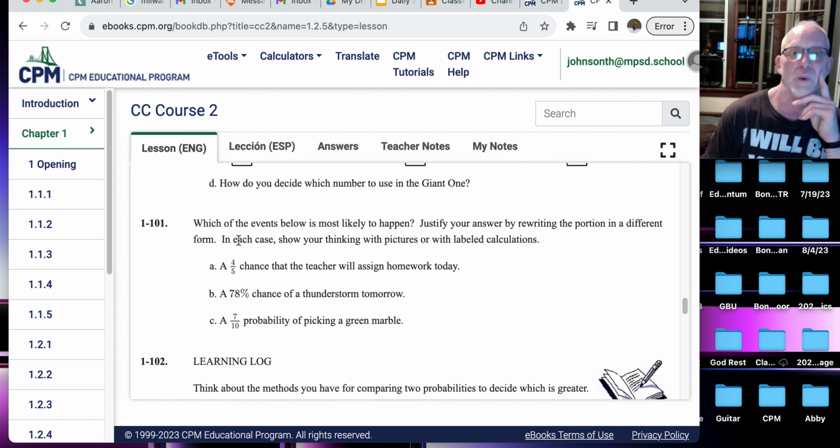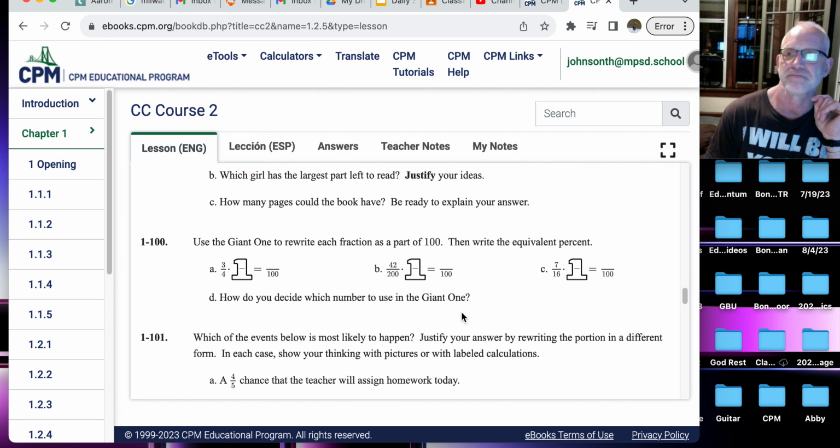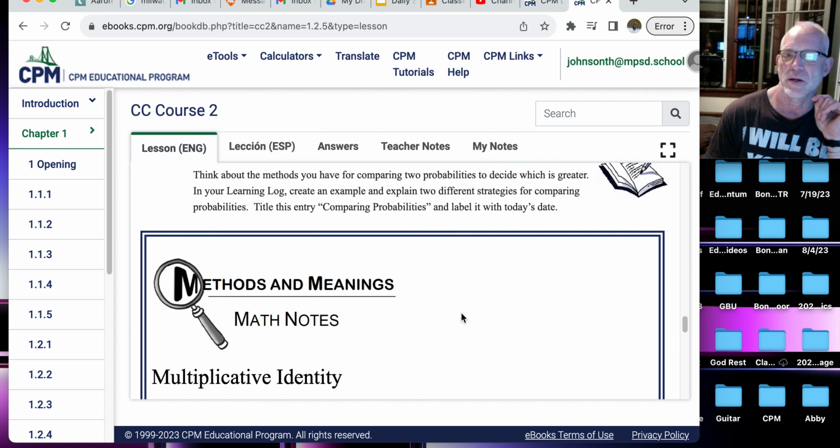And then 101. What's most likely to happen? Justify your answer by rewriting the portion in a different form. In each case, show your thinking with pictures or with labeled calculations. A 4/5 chance that the teacher will assign homework today. A 78% chance of a thunderstorm tomorrow. A 7 out of 10 probability of picking a green marble. What's most likely to happen? Sound good? That's your assignment.